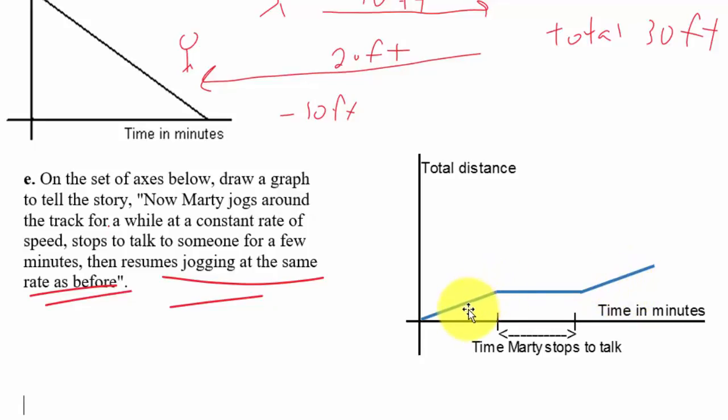And I notice the steepness of my first and third line should be the same because we're jogging at the same rate as before. Right? So I jog, stop, jog again. So let's look at part 2.